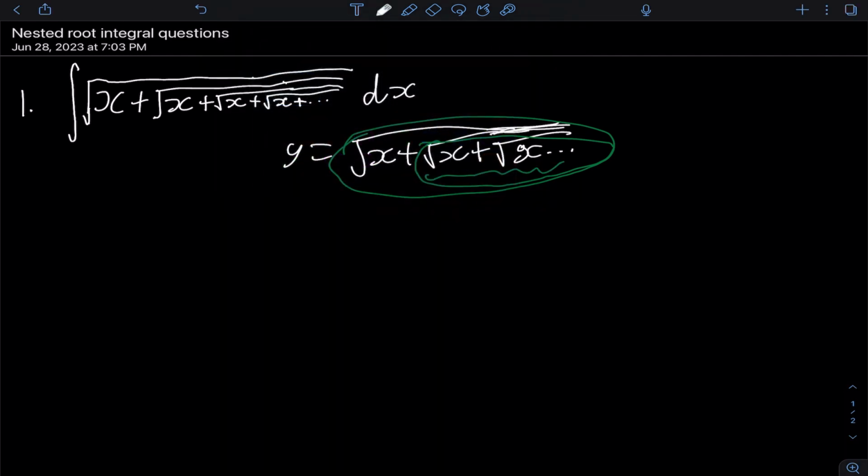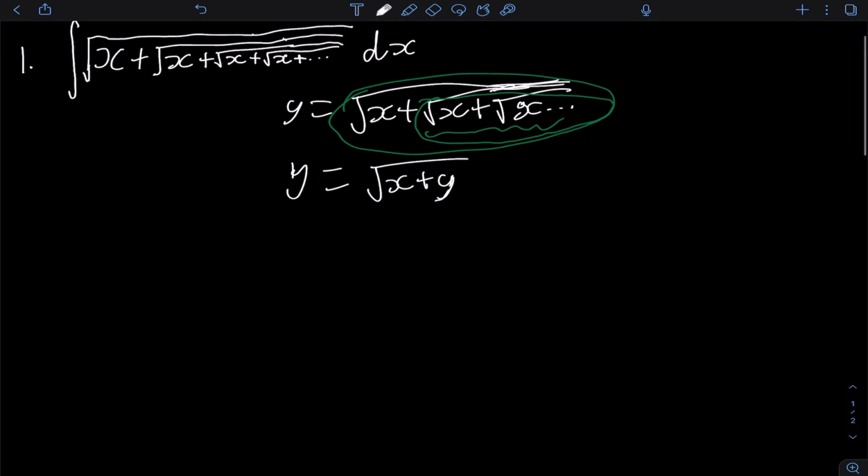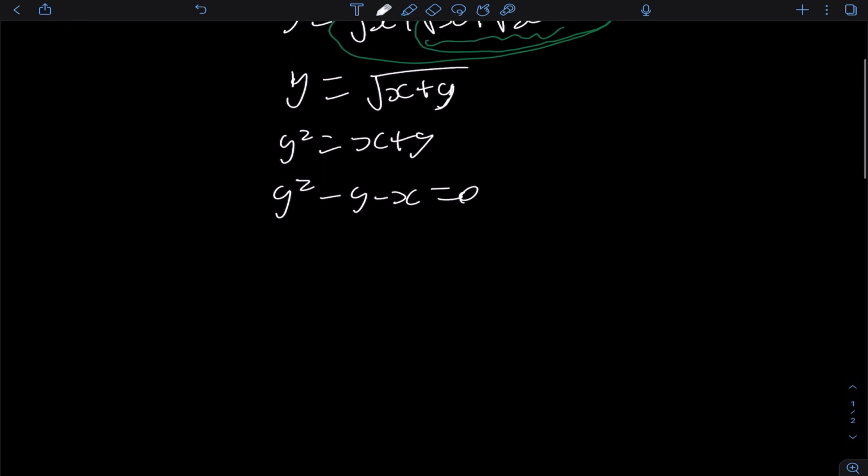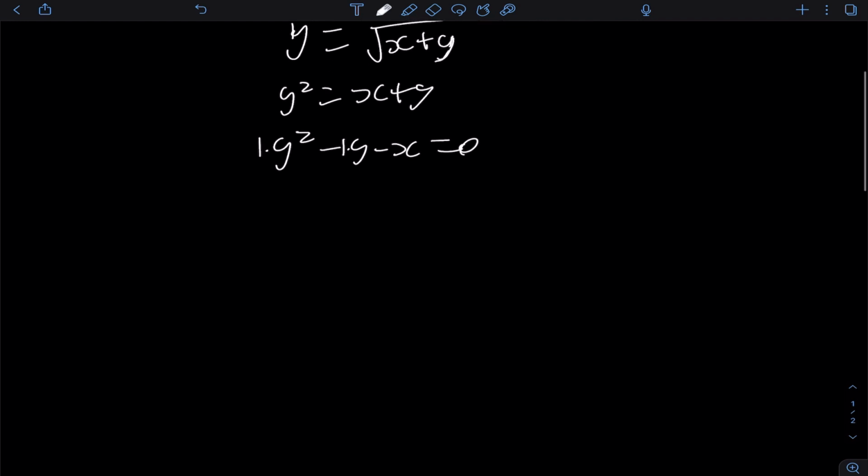So we can reduce this to see that y is just the square root of x plus y. And what we can do here is solve for x. So we square both sides. We see that y squared is x plus y. Subtracting both terms on both sides, we get y squared minus y minus x is equal to 0. And we see we have a quadratic in terms of y, because x here is the constant. And of course, we look at the coefficients of y. So 1 times y squared and minus 1 times y.